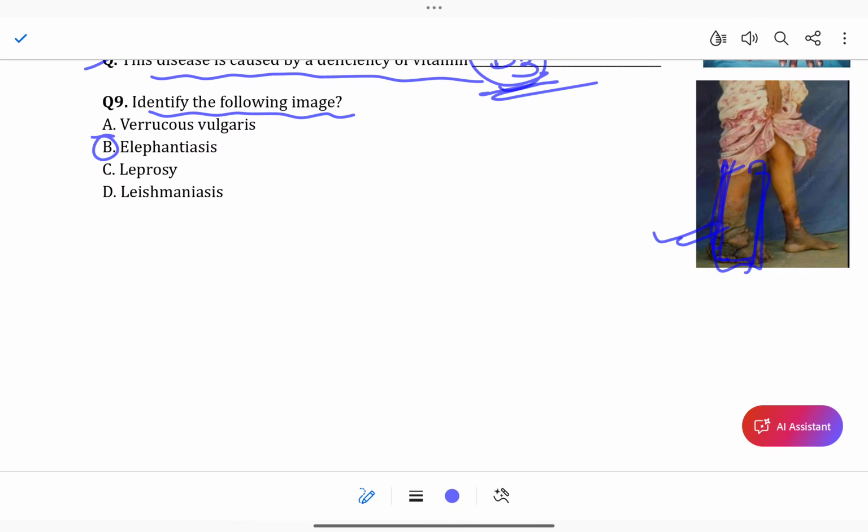In elephantiasis, there will be a chronic lymphatic obstruction. Why does it happen? Because there is a problem in the lymphatic system of this woman, transmitted by Culex. Once the microfilaria enters the body, they convert into adult form and finally destroy the lymphatic system, causing unilateral non-pitting edema of the lower limb. Skin changes, hypertrophy, varicose changes, and pigmentary changes can also be seen. But you can find the answer by seeing the image also, so this is not a difficult question.